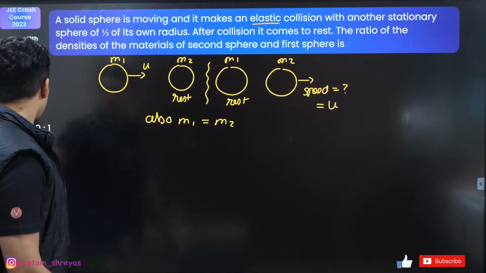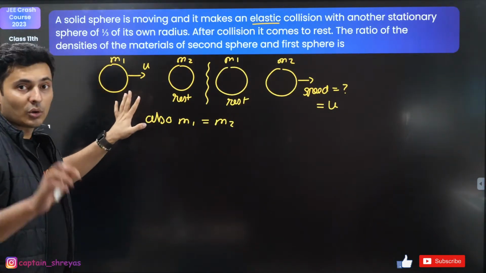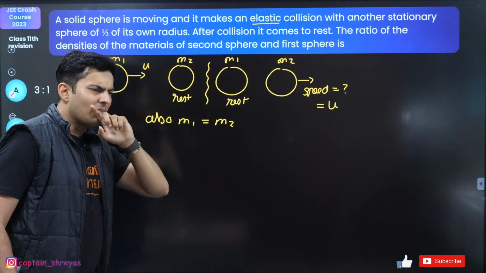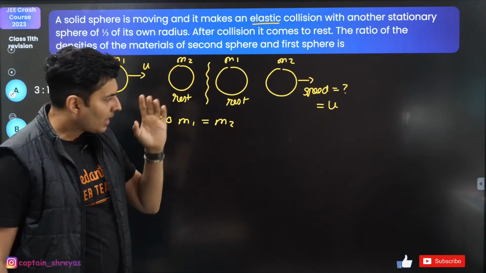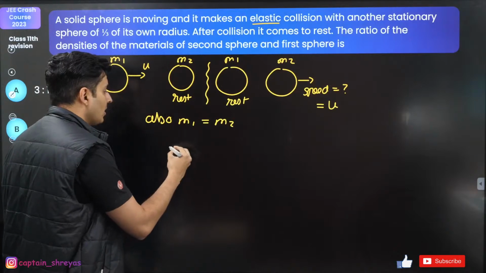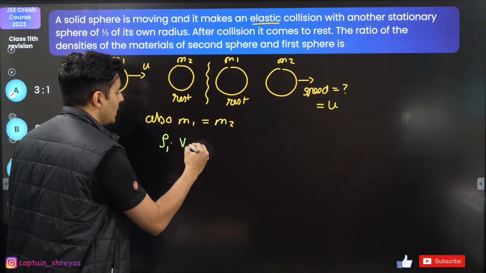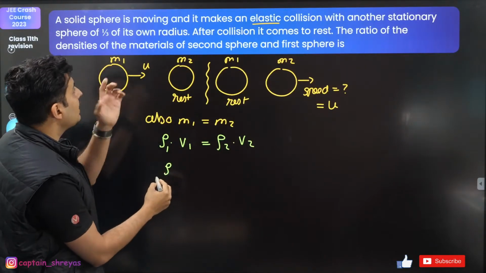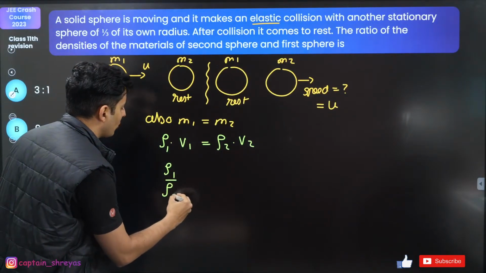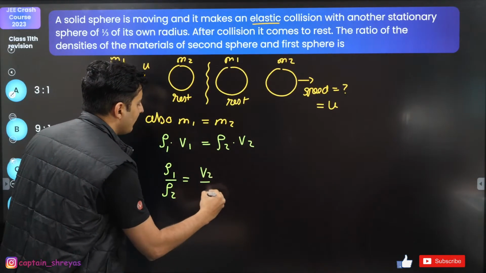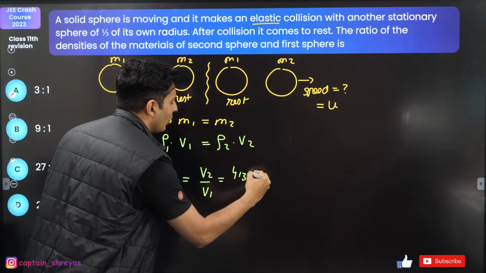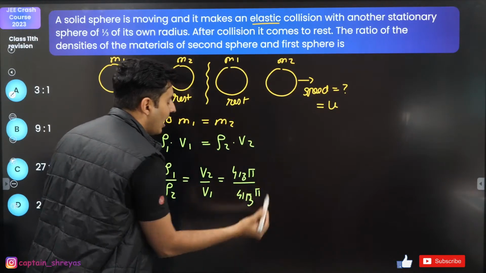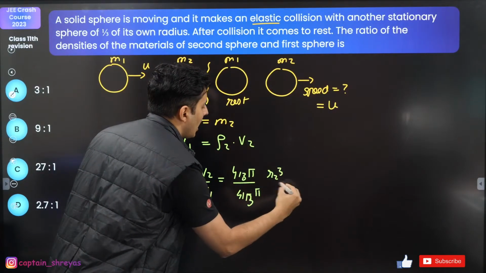Now, here is the thing, guys. The question says, what is the ratio of the densities? Masses are equal. Is mass related to density? Yes, it is. Mass is density into volume. So mass 1 is density 1 into volume 1, and this is density 2 into volume 2. So basically the ratio of the densities rho 1 by rho 2 will be nothing but V2 by V1. Volume is 4 by 3 pi r cube, so r2 cube and r1 cube.